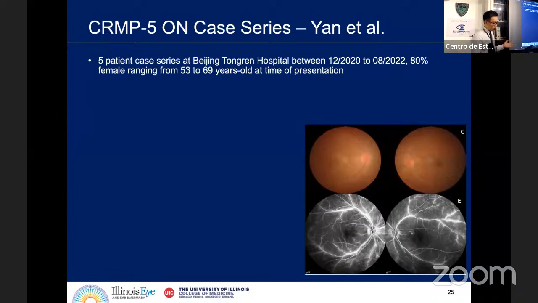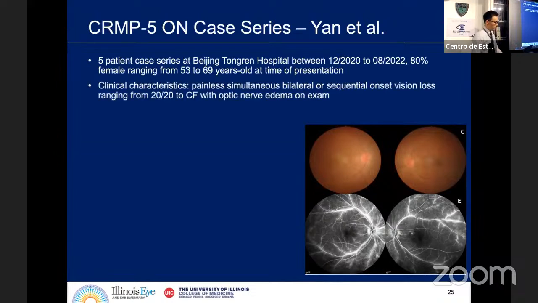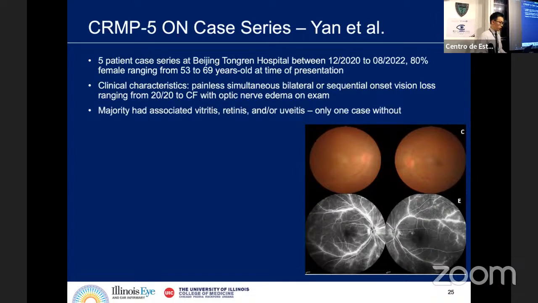And they looked at these 5 patients, 4 of which were female. Majority were middle to older in life, so a little different from our patient. The clinical characteristics were very different from our patient. They had painless simultaneous bilateral or sequential onset, ranging from 20/20 to count fingers, and all of them had nerve edema on exam.